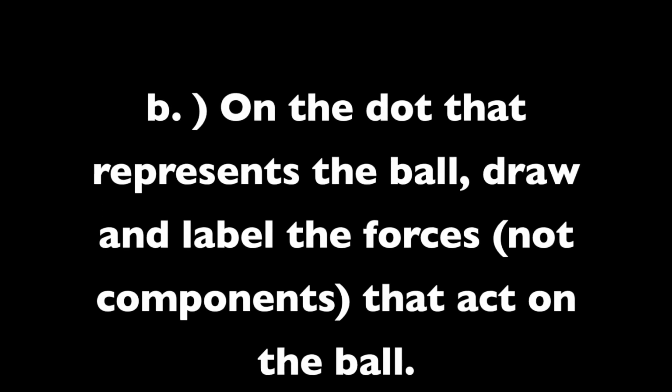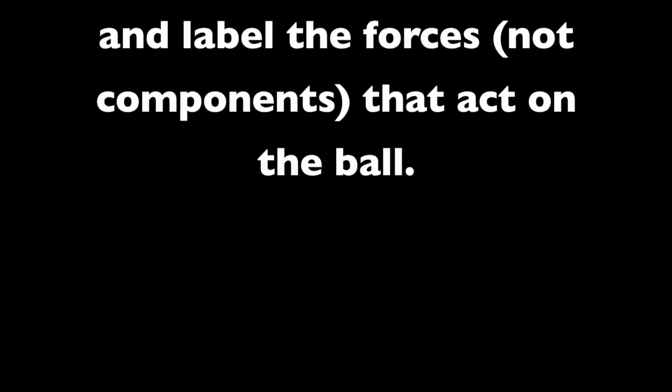Part B. On the dot below that represents the ball, draw and label the forces, not components, that act on the ball. So we know that the ball is attached to a string and we know that it's underwater. First, there's the weight of the ball, which is equal to mg, which points downwards. Next, because of the string, there's a force of tension, which also points downwards. And finally, because the ball is underwater, there's a buoyant force, which points in the upwards direction.